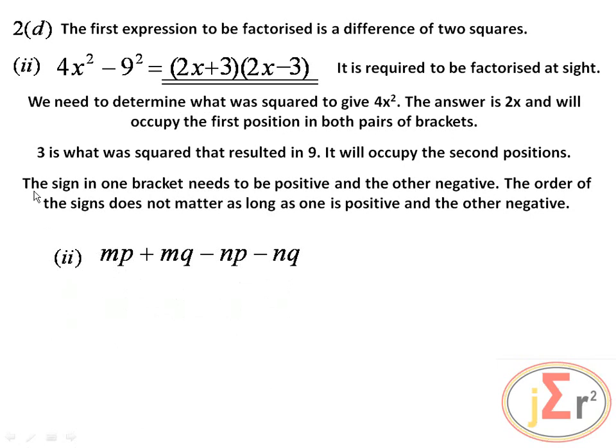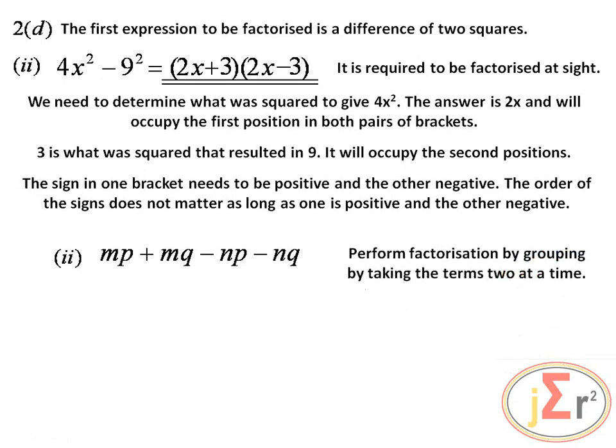Now we have 4 terms, an expression that has 4 terms. We will factorize by grouping. Perform factorization by grouping by taking the terms 2 at a time. These 2. What is the common factor of these 2? The common factor of the first pair is m.